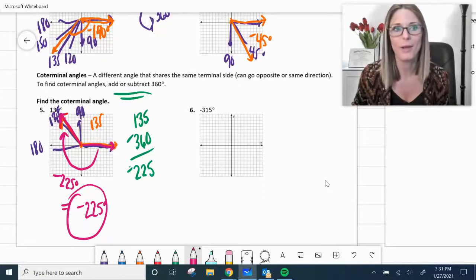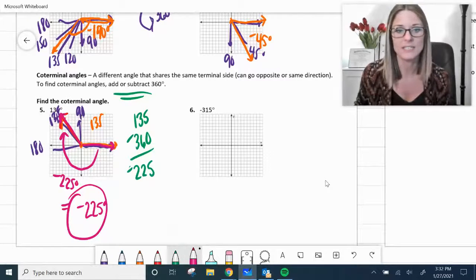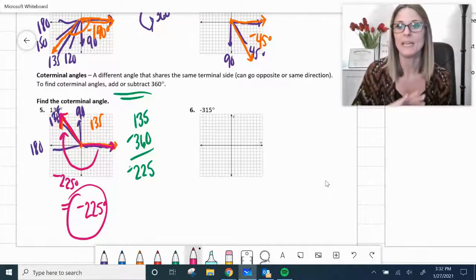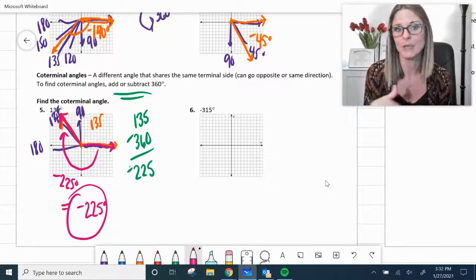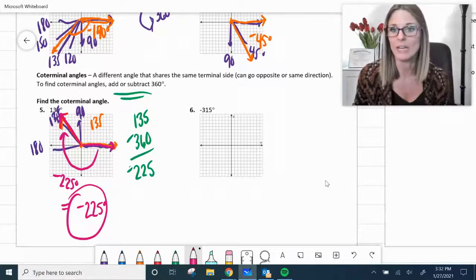Is that the only one? No, we can have more. I think this lesson we really talk about just positive and negative, but I could add 360 and make it bigger. I could add another 360 and make it bigger. It can be bigger than 360 or smaller than negative 360. You can have multiple coterminal angles. So hopefully we'll get a chance to talk more about that coming up.